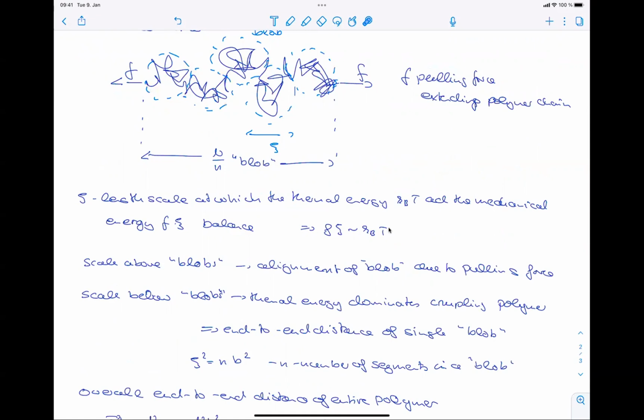And so the question is, on which scale does this happen, right? And that defines the blob scale. And it may be of interest to you also to know on which scale do I have these disentangled blobs, right?